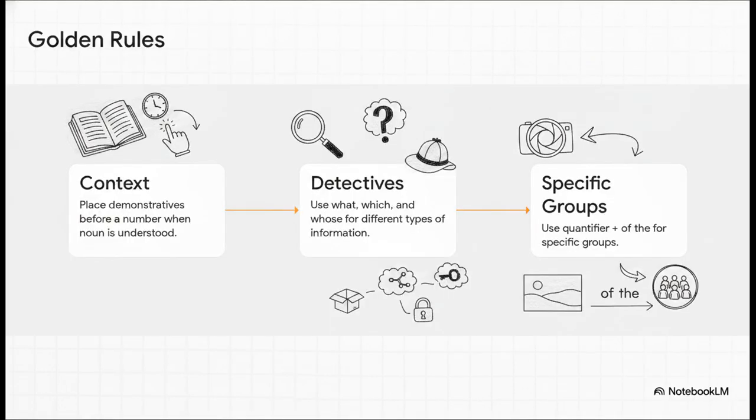Let's quickly summarize the 3 golden rules we learned today so you can really lock them in. Number 1, use demonstratives directly before numbers when the context is clear. Number 2, be a grammar detective. Use what for open investigations, which for specific choices, and whose to find belongings. And number 3, use that camera lens trick. Keep it wide for general statements and zoom in with of the when you're talking about specific groups.